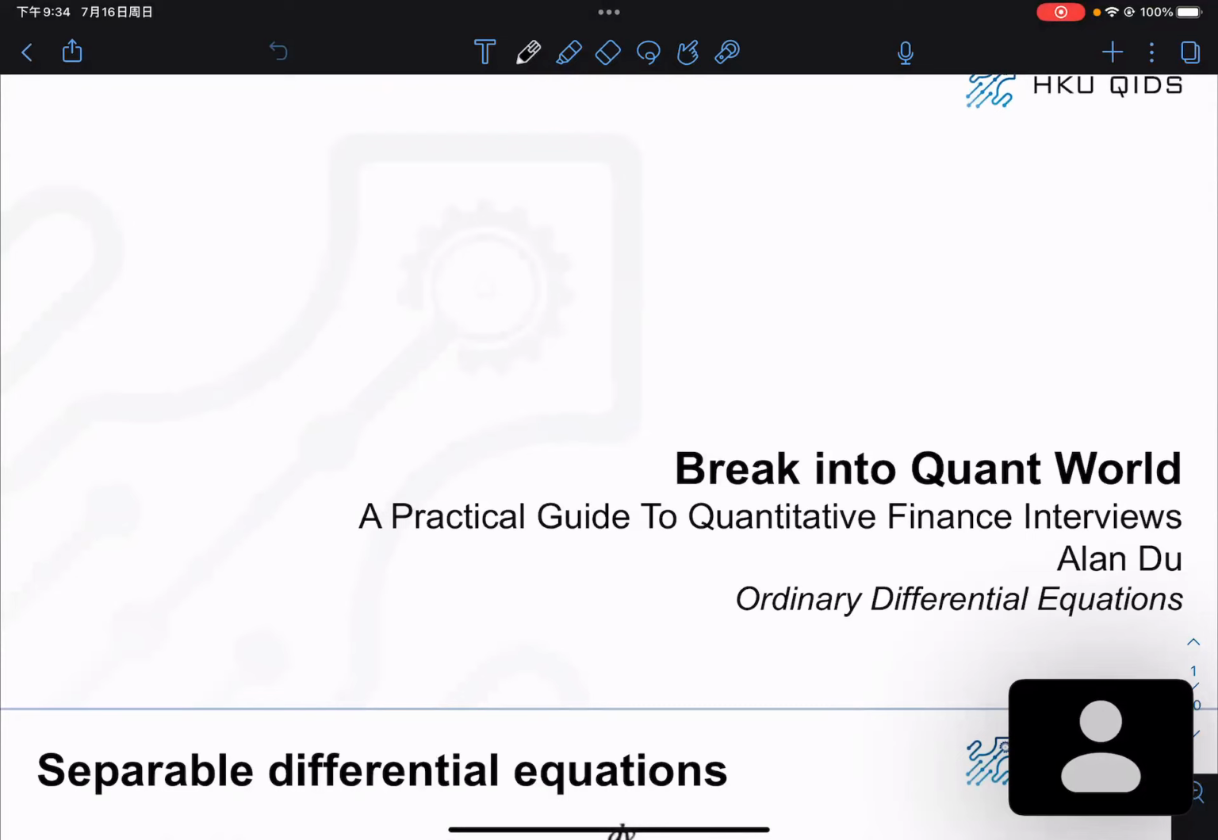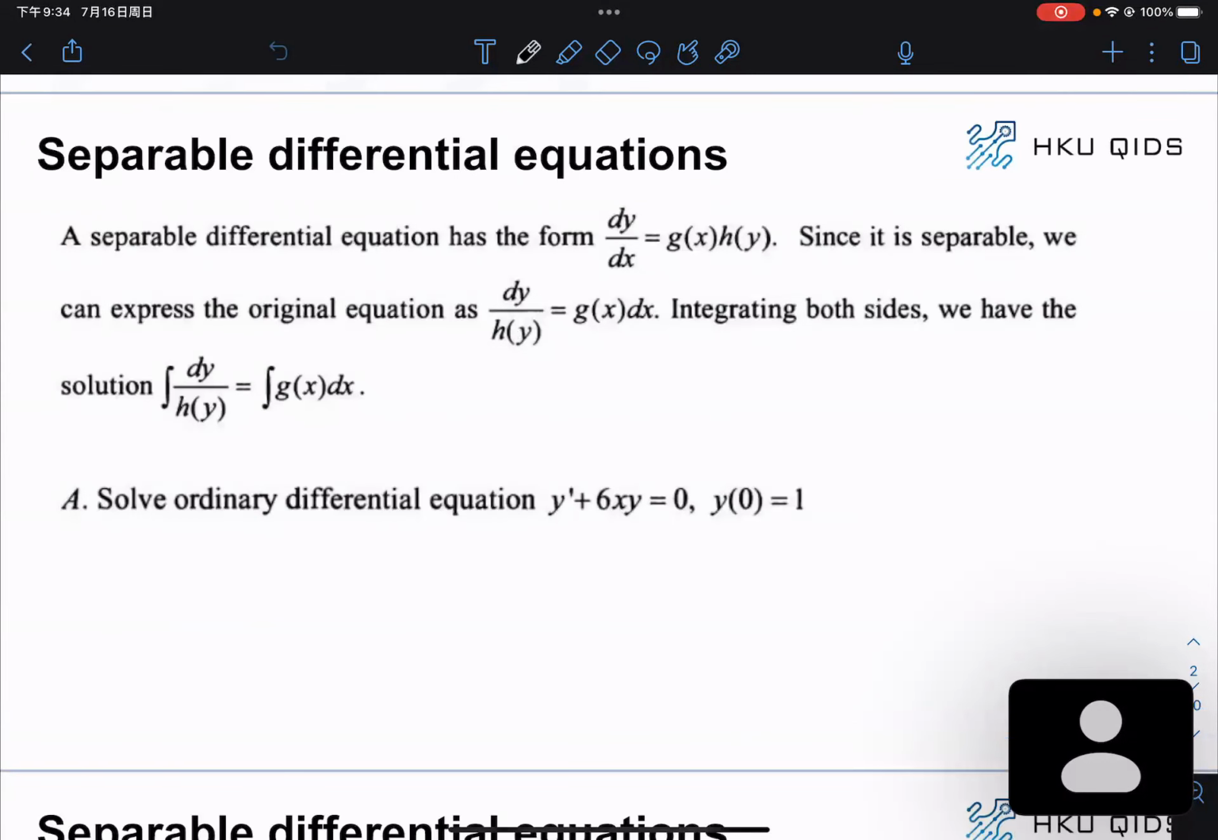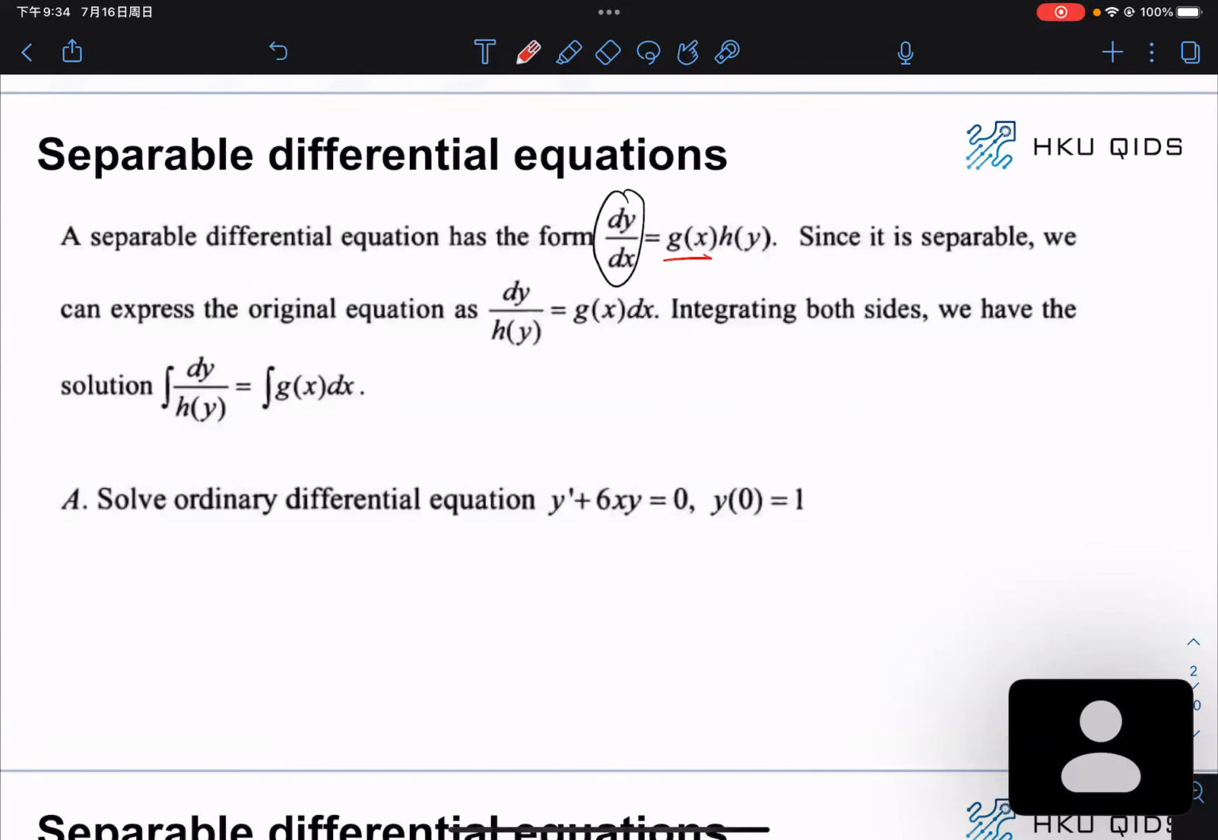Today we are going to talk about all four typical differential equation patterns that are commonly seen in interviews. The first one, and also the simplest one, is the separable differential equation. A separable differential equation has the form of the derivative of y with respect to x equal to some function of x multiplied by another function of y.